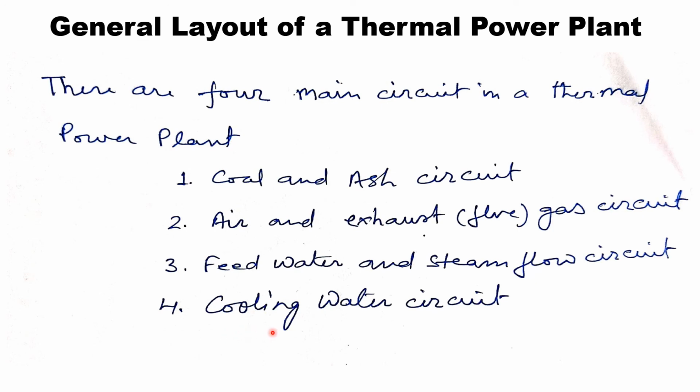And fourth circuit is cooling water circuit. The steam that is coming out of the steam turbine is at high temperature and high pressure. So we need to cool that. So there we use condenser to cool that steam to low temperature, low pressure water. Now we will see the schematic of thermal power plant.